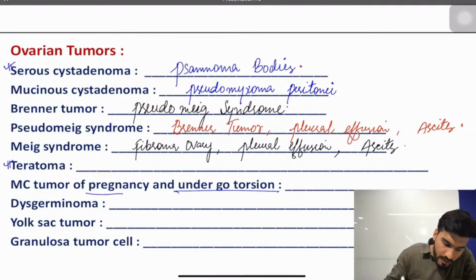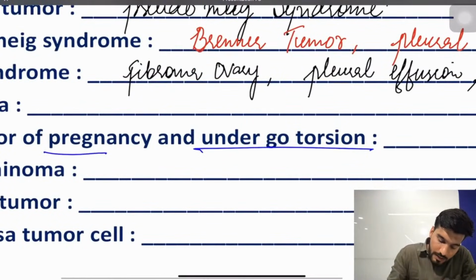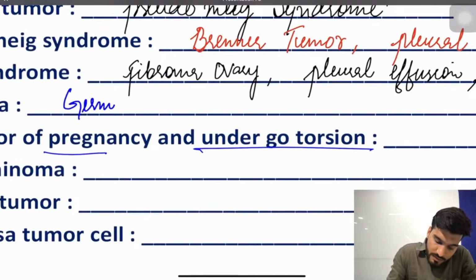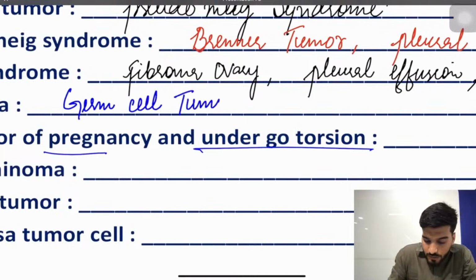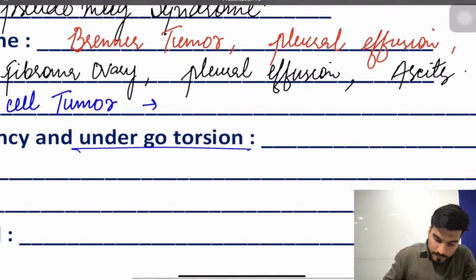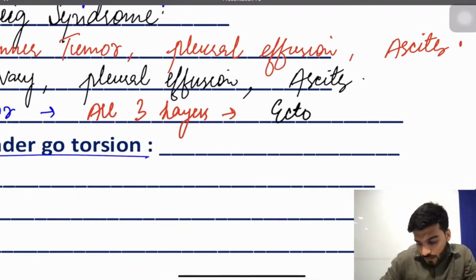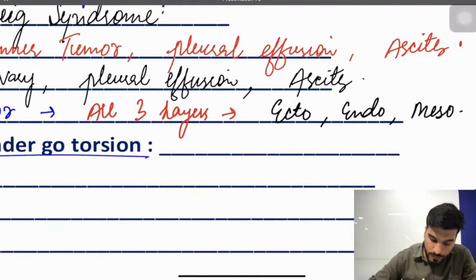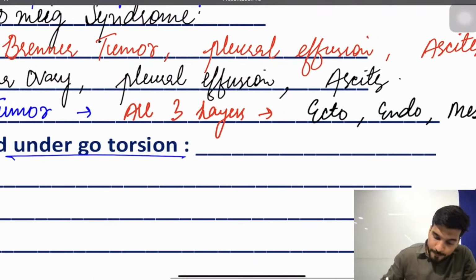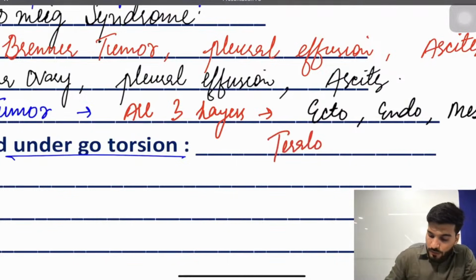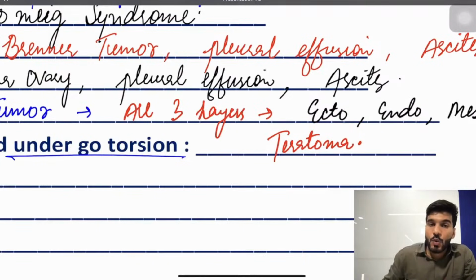Okay, so teratoma, all three layers are present. First of all, it's a type of germ cell tumor. So all three layers. What are the three layers? We have ecto, endo, and mesoderm. Okay, followed by that, the most common tumor of pregnancy, or the most common tumor which undergoes torsion, again your answer goes with teratoma.